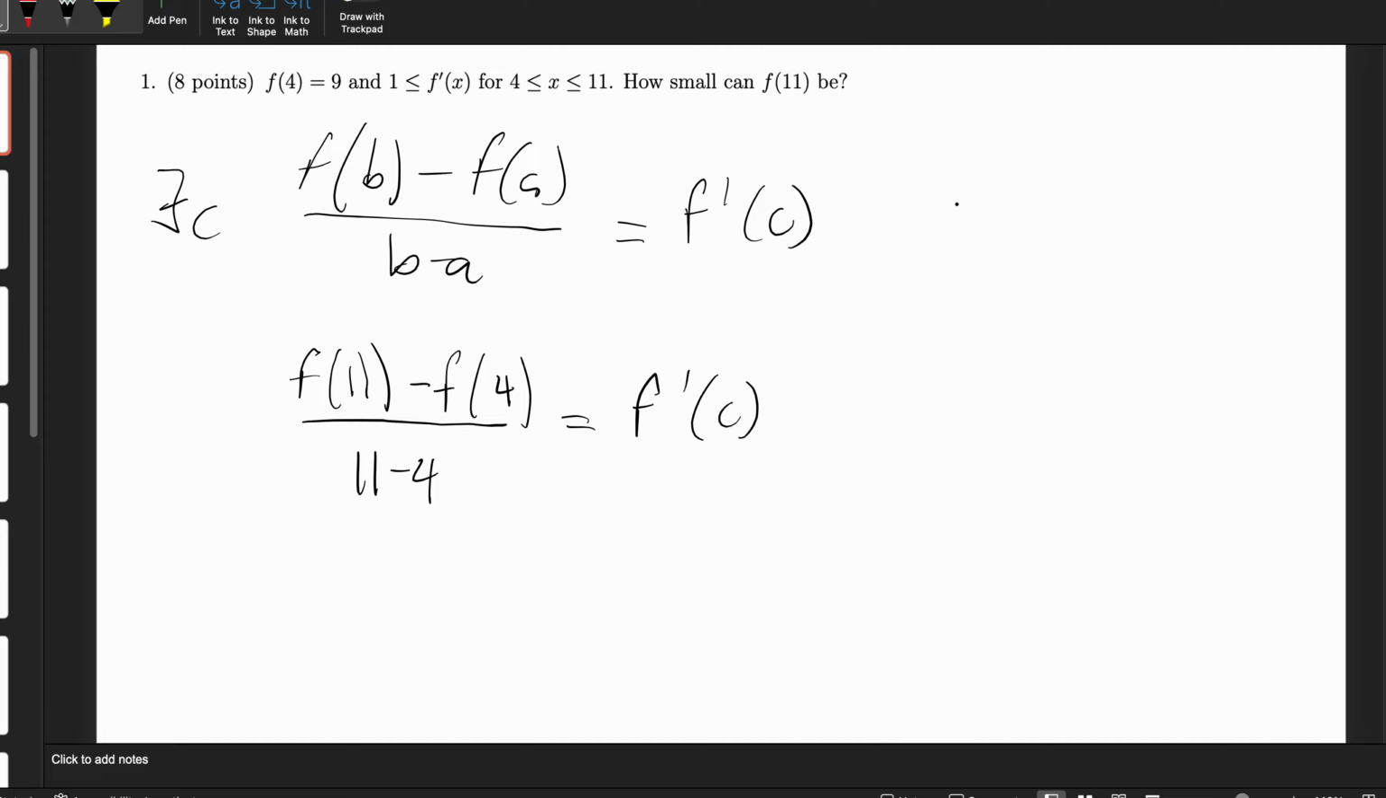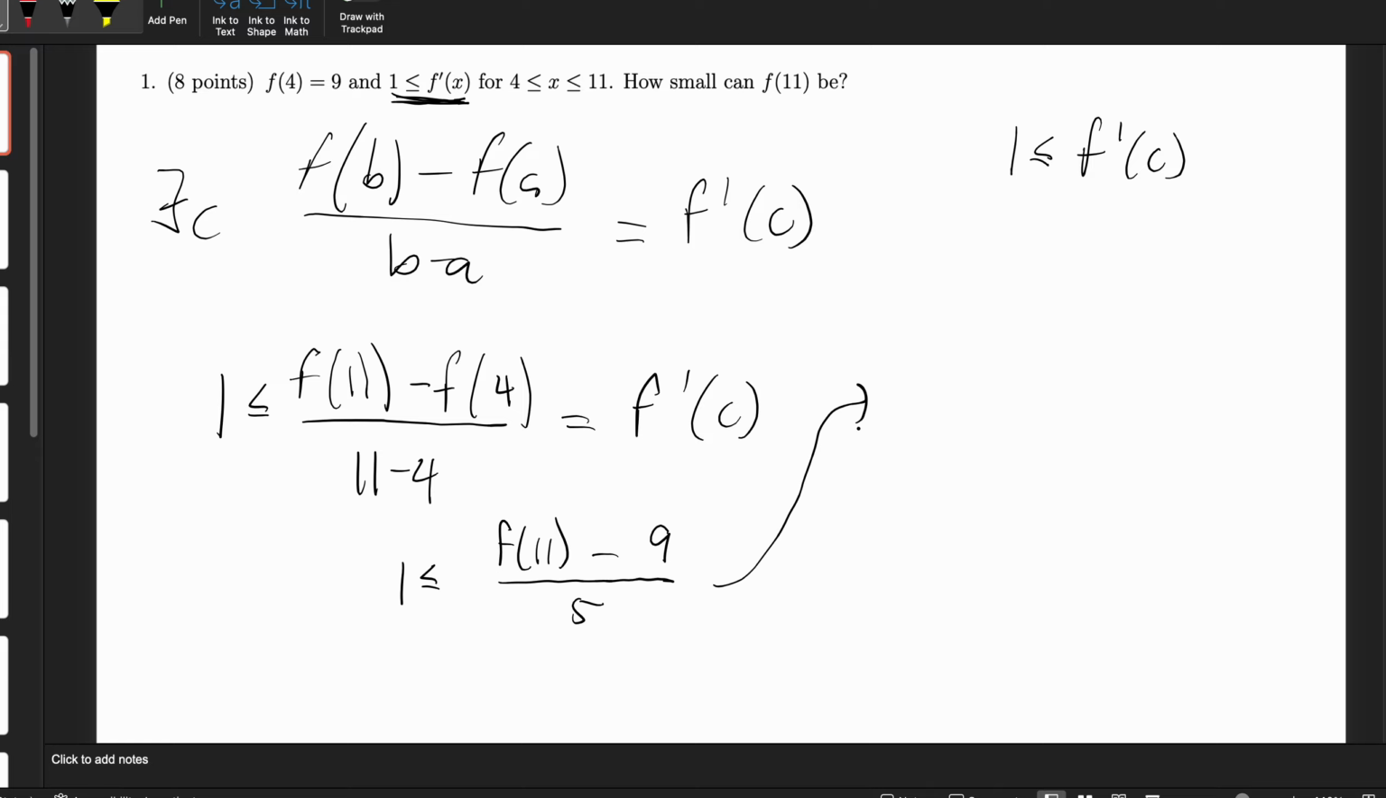Okay, wait, stop. We know that f prime of c, what's the smallest value for f prime of c? It's 1, right? We know that from this fact here. So that means that this whole thing here is greater than or equal to 1. Okay, fine. So what is this equal to? So this is saying 1 is less than or equal to f of 11 minus f of 4 over 7. I don't know what value f of 11 is going to be. I'm figuring out how small it could possibly be.